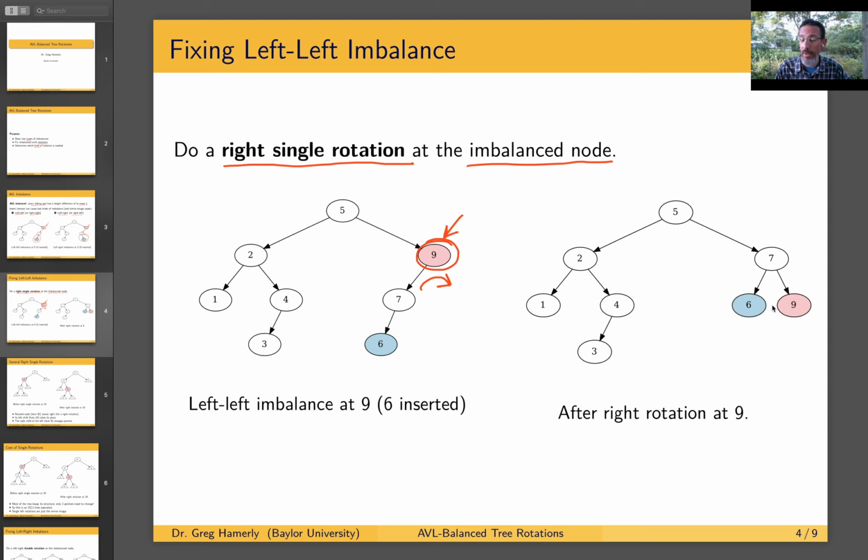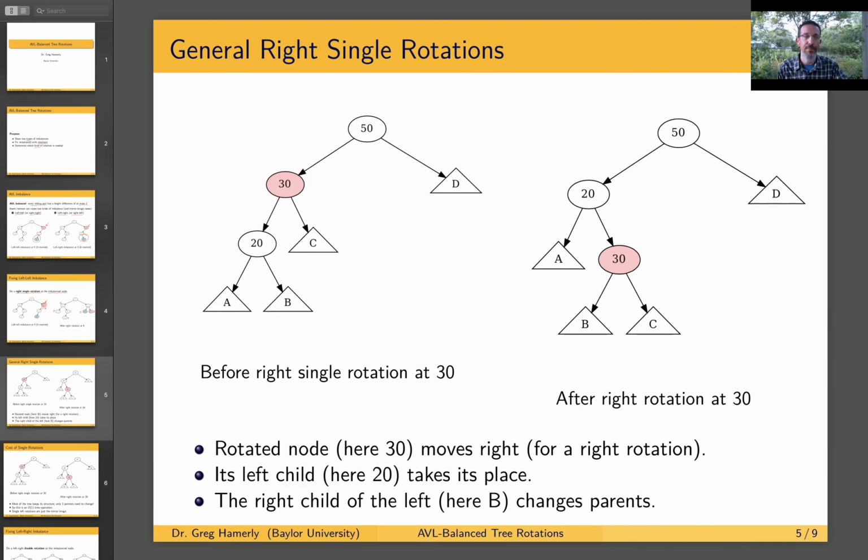And you can see now, this is a balanced tree because we have height 0, 0, 1, and we have height 0, 0, 1, 2. And so the sibling height difference is at most 1 everywhere. Okay. So the left-left imbalance is fixed with a single right rotation or a right single rotation. The mirror image of a right-right imbalance, of course, would be fixed with a left single rotation in a similar fashion.